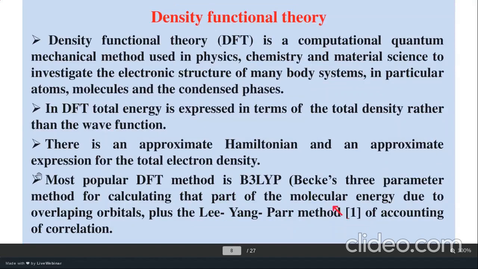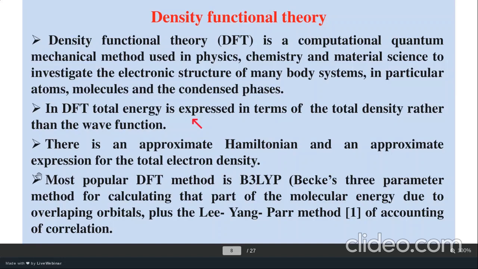What is density functional theory? Density functional theory is a computational quantum mechanical method used in physics, chemistry, and material science to investigate the electronic structure of many-body systems, in particular atoms, molecules, and the condensed phases. The main advantage of the density functional theory method is that it is expressed in terms of the total density.